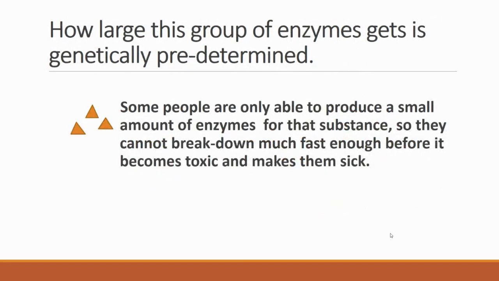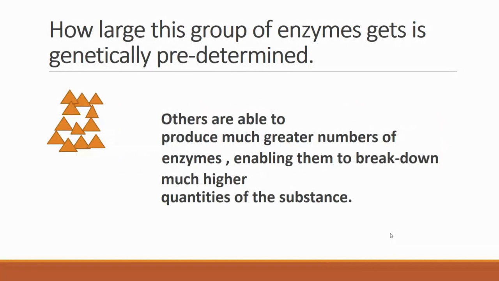However, how large this group of enzymes gets is genetically predetermined. Some people are only able to produce a small amount of enzymes for that substance, so they cannot break down much fast enough before it becomes toxic and makes them sick, right? These are those 30% with the low tolerance levels who just cannot metabolize; their body can't tolerate it because they don't have the ability to metabolize very big concentrations.